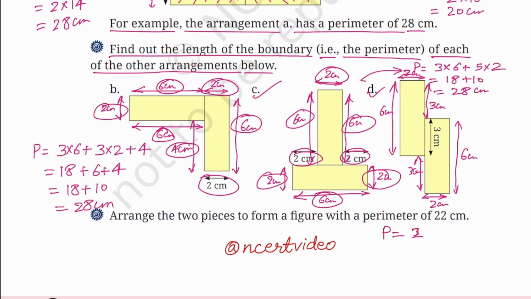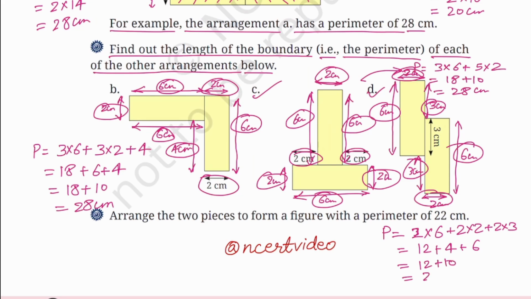2 times 6, 2 times 2 and 2 times 3. 22 centimeter. Arrange the two pieces to form a figure with a perimeter of 22 centimeter. Kindly try to do that.